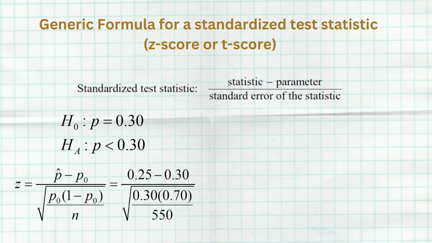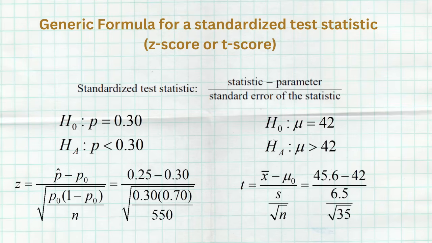Now, what about an example with means? Let's just say we have a null that the true population mean is 42, and an alternative that we believe is greater than 42. So once again, to get a test statistic here, we're going to use a t-score, and I'll explain why in 1 second. But we're going to take our sample mean that we actually found, so maybe our sample mean was 45.6. We're going to subtract the null population parameter, what we thought to be true from the null, that was the 42, and we're going to divide by our standard error.